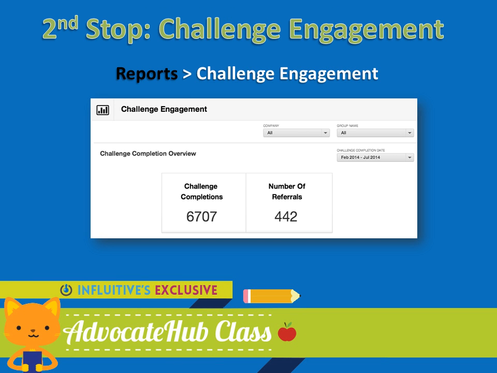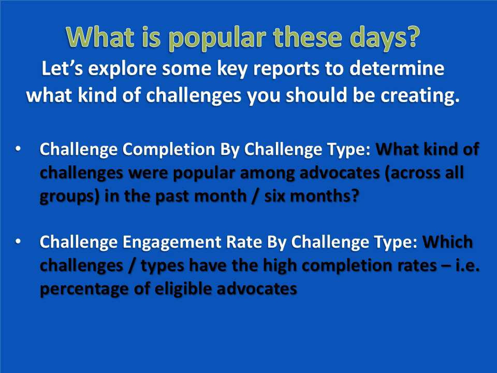So where is the second stop? The second stop on our journey is the challenge engagement report. We're going to travel over to the right side of the toolbar on the top of your AdvocateHub and click on reports. Under the reports section, you will see the challenge engagement tab. This is a good way to see recent challenge engagement. You can choose any timeline, any date that you want, but for the purposes of this, we're going to look at challenges that were popular among advocates in the past 6 months.